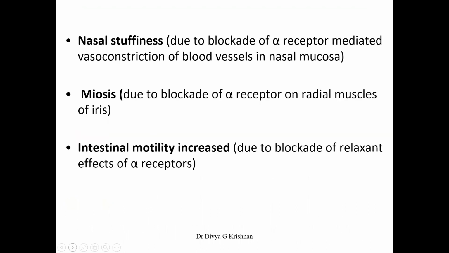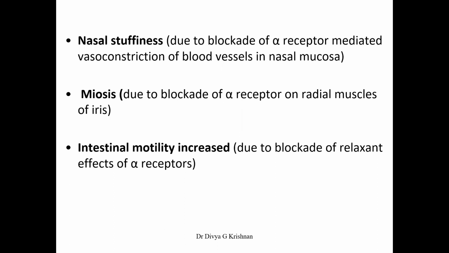The other actions include nasal stuffiness. This occurs because of the blockade of the alpha receptor mediated vasoconstriction of the blood vessels in the nasal mucosa. So, when the vasoconstriction of the blood vessels of the nasal mucosa is inhibited, obviously they get dilated and there is a lot of secretion happening, which causes the nasal stuffiness.